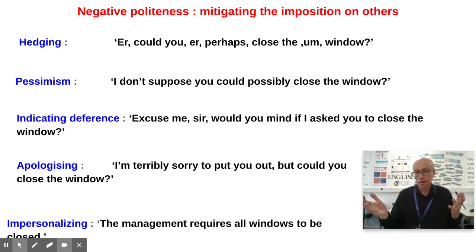And then finally, we've got this notion of impersonalization. So organizations do this all the time. The management requires all windows to be closed. Okay, so it takes the personal element out of the request completely. So these are all great examples of negative politeness strategies, and they're pragmatic features that are well worth pointing out when you're looking at transcripts of conversations.